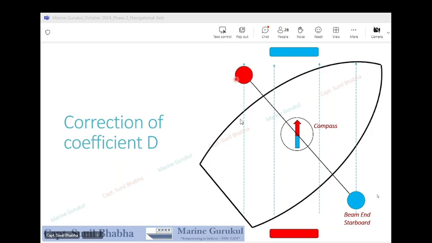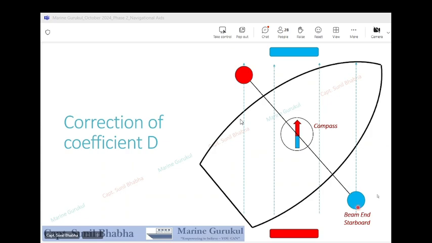Now these red and blue poles generated at the end of the beam are the ones which are causing coefficient D, which are causing the deviation in our compass. The red pole on the port end of the beam is repelling the north end of our magnetic compass needle. Red and red, they repel each other, and the needle turns clockwise. Looking from top, the needle turns clockwise or in the easterly direction, generating an easterly deviation.